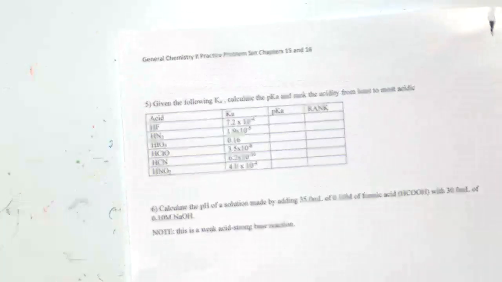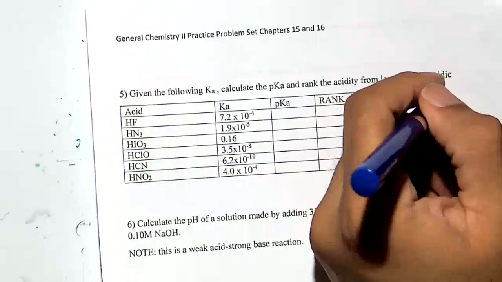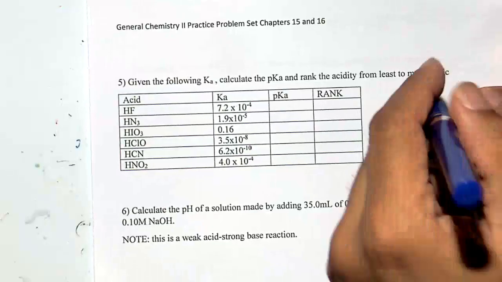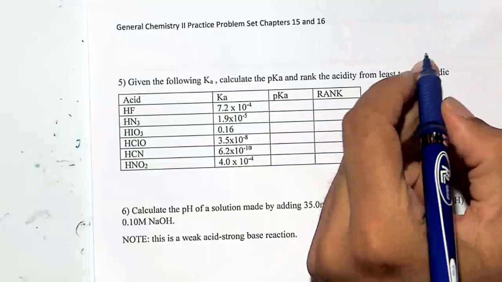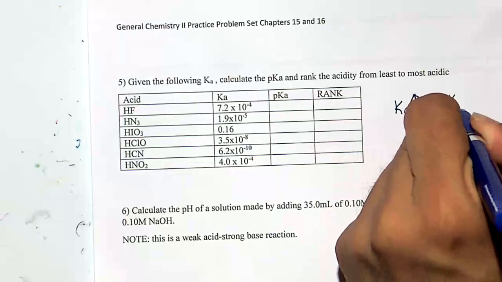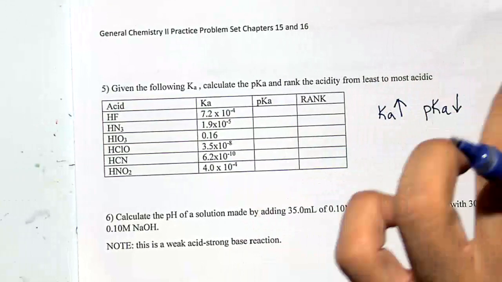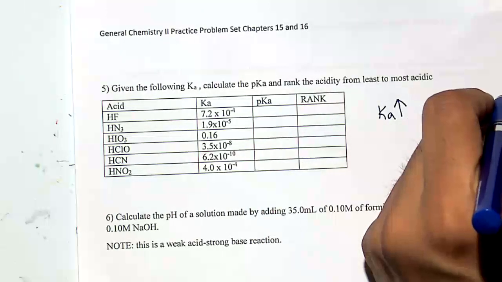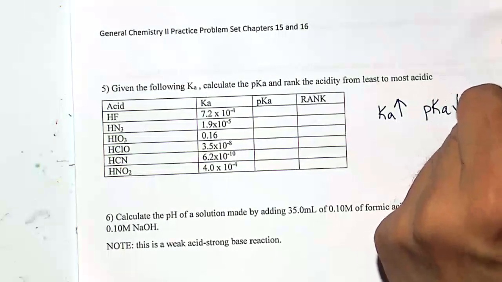All right, ranking acids. The key to solving this problem is that the higher the Ka, the more the reaction moves forward. But because of the minus log, it's the lower the pKa. Higher Ka corresponds to lower pKa. This is the guide to tell us how strong an acid is.